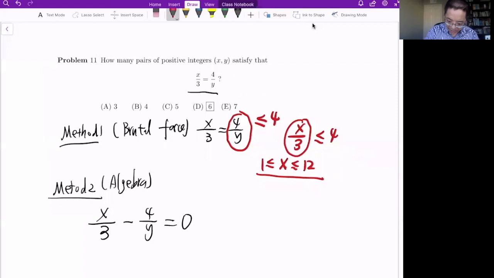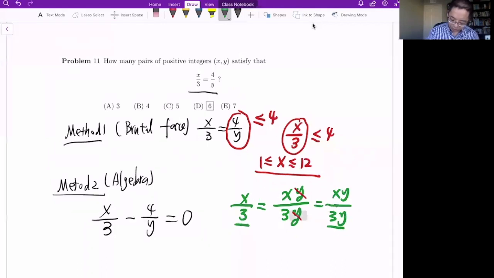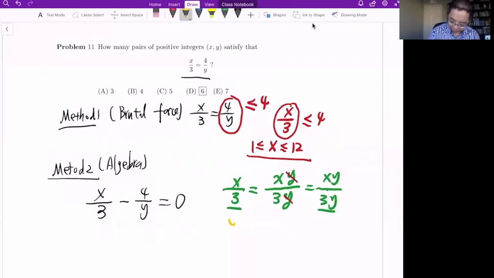I have this x over 3. I try to convert, this is 3 times y, and of course I need to multiply by another y on top so that y can be canceled, so it's the same. So this one equals xy over 3y. So I change this to 3y. Similarly, I can do it for 4 over y: I just multiply by an extra 3, so here is also 3 multiplied by 4, because the 3 and 3 cancel with each other. I get 4 over y.